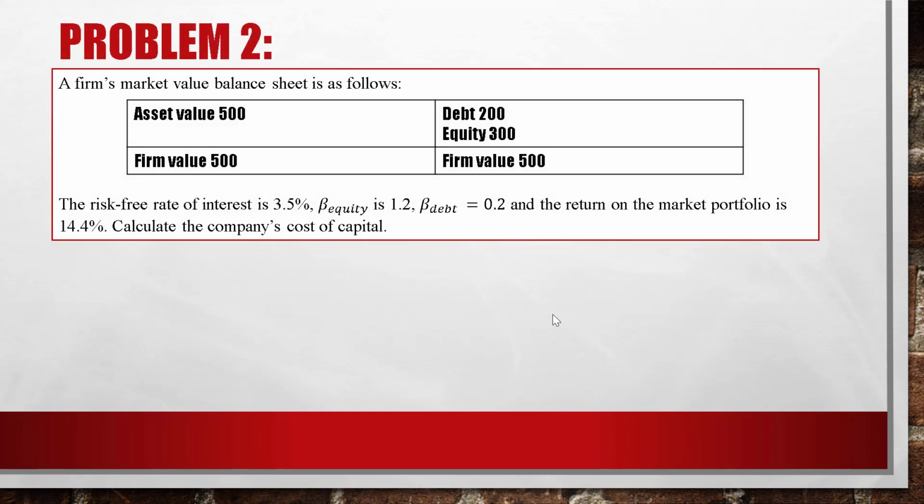Problem 2. A firm's market value balance sheet is as follows. Asset value 500, debt 200, equity 300. The firm value is 500. The risk-free rate of interest is 3.5%, beta of equity is 1.2, the beta of debt is 0.2, and the return on the market portfolio is 14.4%. Calculate the company's cost of capital.